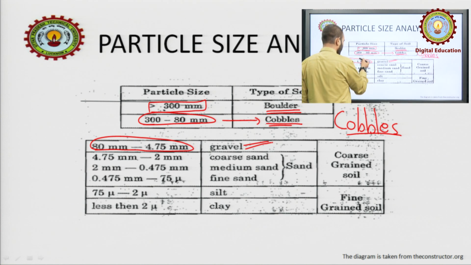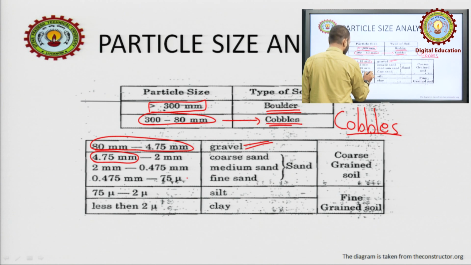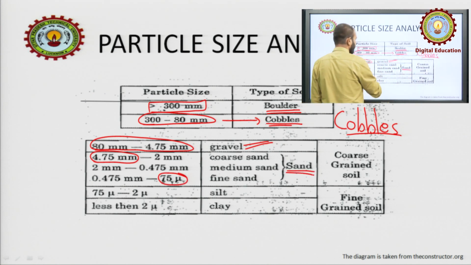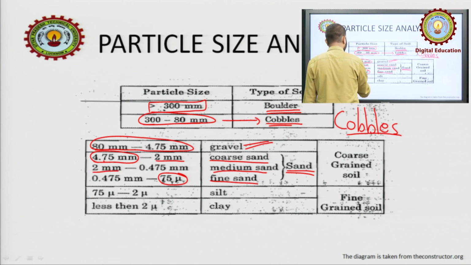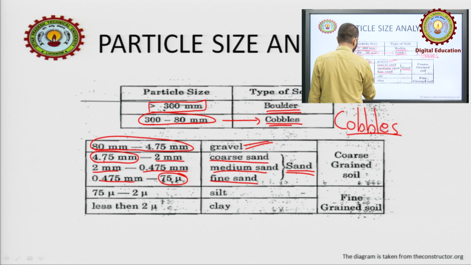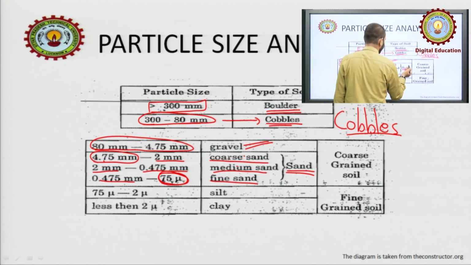Then again, what is sand? Sand as a whole is formed from 4.75 mm to 75 micron. Further bifurcation is done into coarse, medium and fine sand, which will be from 2 mm to 4.75 mm, from 0.425 mm to 2 mm, and from 75 micron to 0.425 mm. So this is the further bifurcation of the sand.